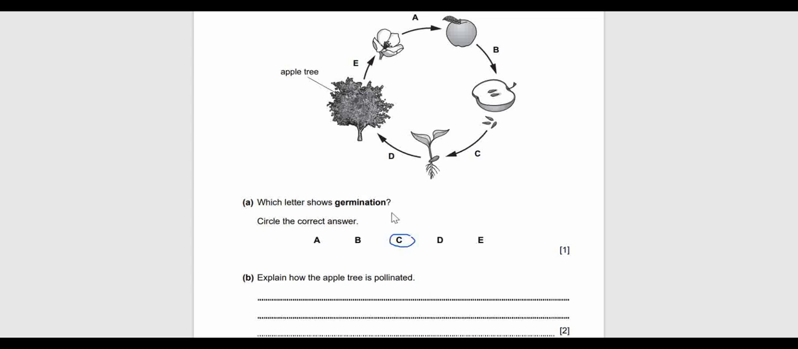Now we are in question B. Explain how an apple tree is pollinated. 10 seconds from now.